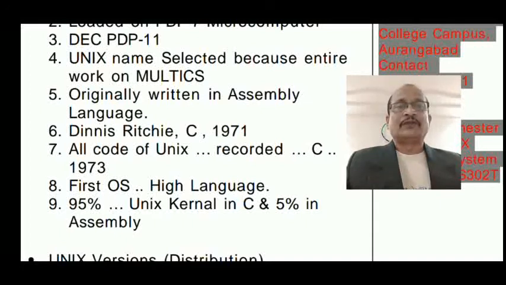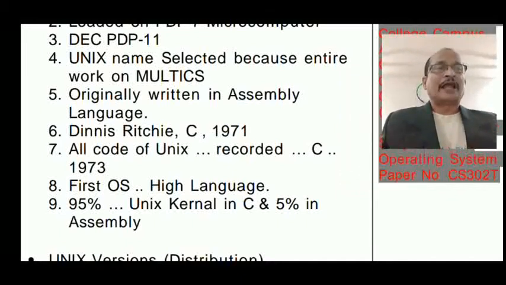95% of the code of the Unix kernel is written in C and only 5% of the code of the Unix operating system is written in assembly language.